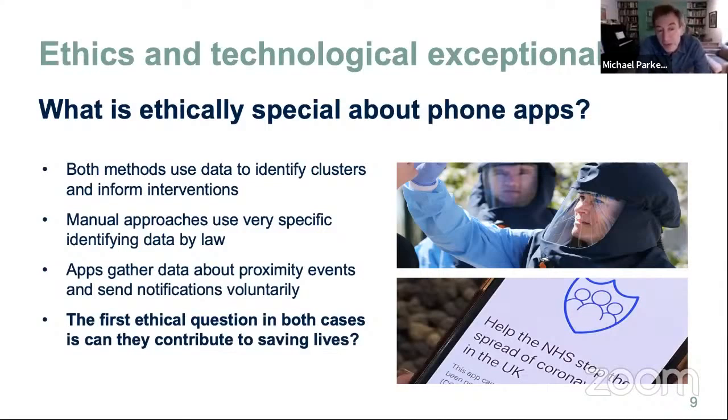Manual approaches use very specific personal data gathered by law, and apps gather data about proximity events and send notifications, usually voluntarily. So the first question, the most important ethical question, I think, in relation to both of these is, can they make a contribution to saving lives? And if they can, it seems there's a strong argument in favor of using them.